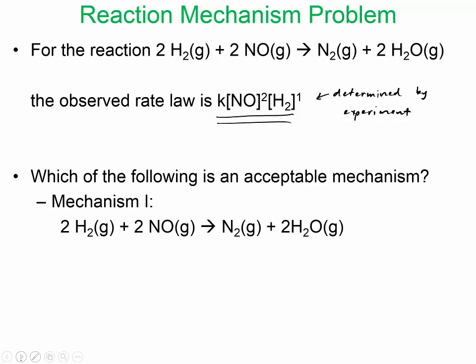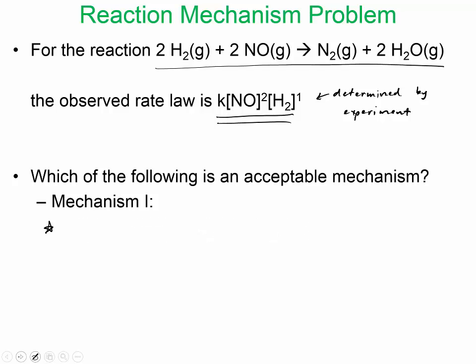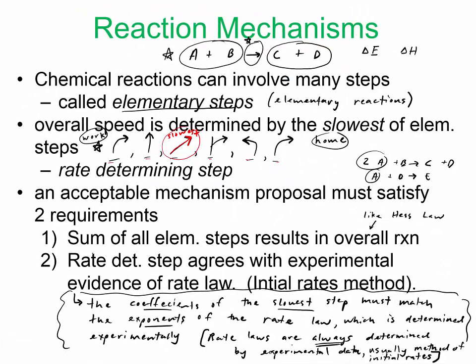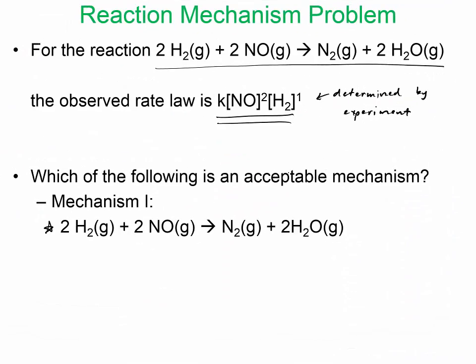Mechanism one has only one step. This is our elementary step. We're proposing that this reaction occurs by the only elementary step, which actually matches the overall reaction exactly. Looking back at the requirements, the sum of the elementary steps results in the overall reaction, and here the one step matches it exactly. Next, we need to see whether the coefficients of the step match the exponents of the rate law.